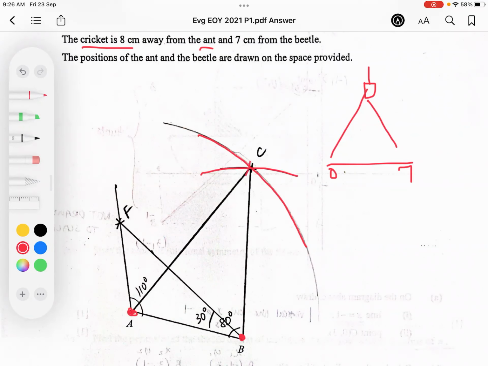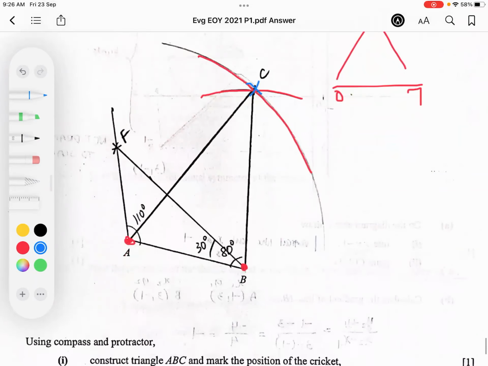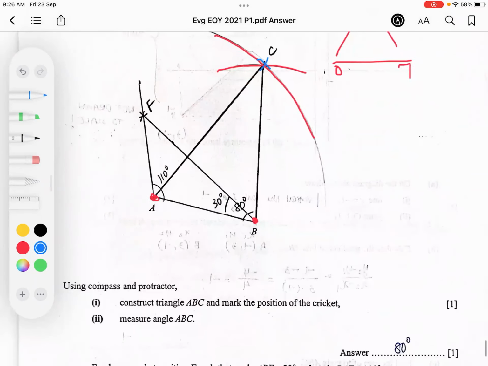Mark a point. Always good to mark it with a cross, the exact position, point C. Don't just label C. We do not know where is the exact point. Okay, mark the exact point C. Then draw the triangle.